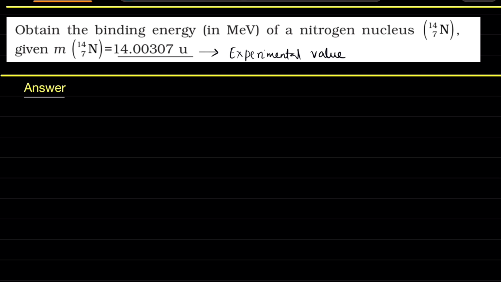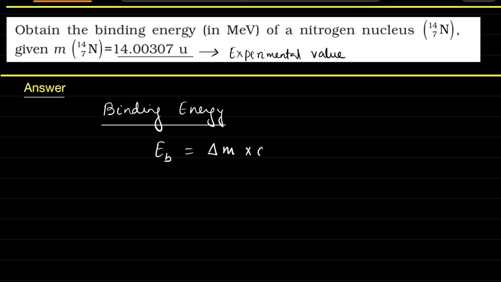To find this binding energy, we are going to use the formula EB, the representation of binding energy, is equal to delta M into C square. This delta M represents mass defect, and C is the speed of light. Its value is 3 into 10 to the power 8 meter per second.